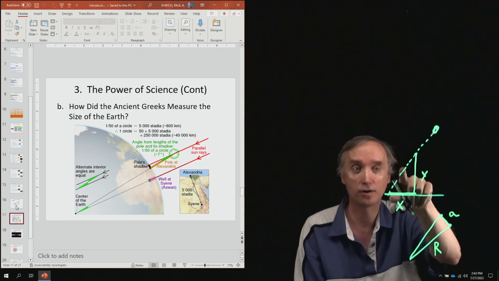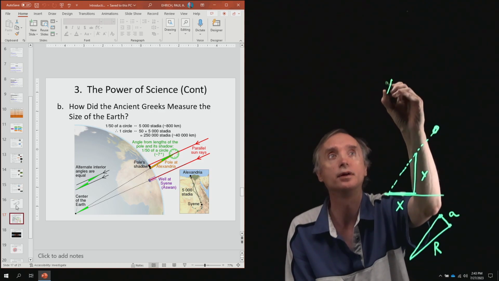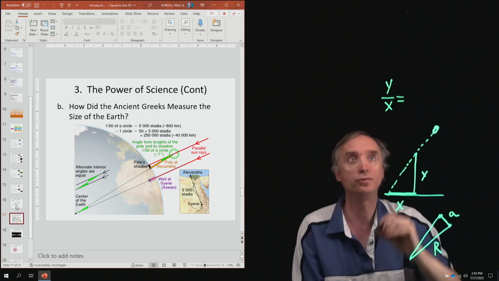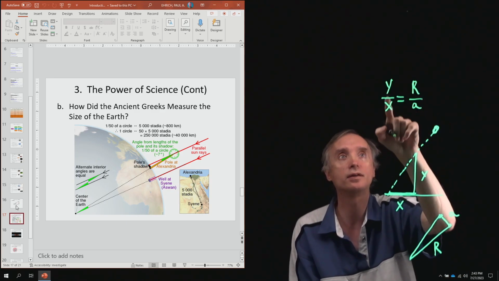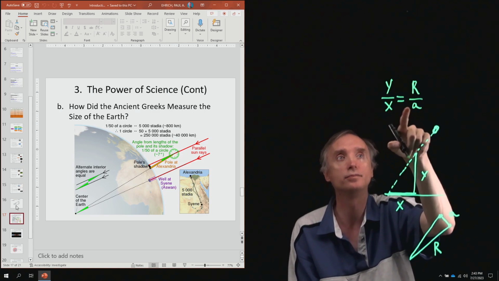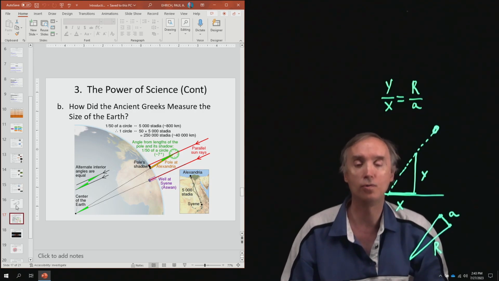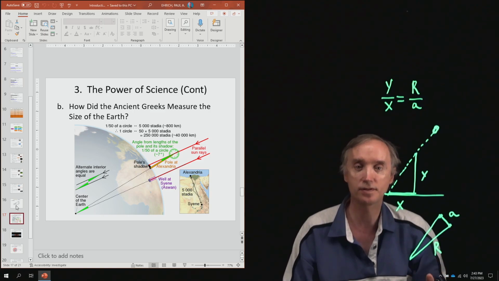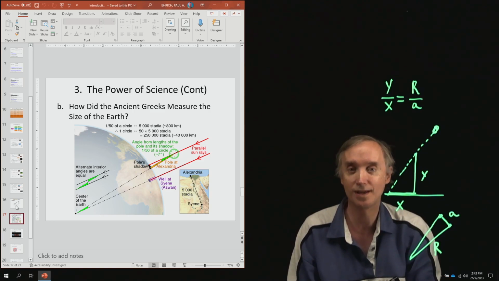So now we've got our two triangles, and we can say that Y is to X is going to be equal to R is to A. They can measure this, measure that, and then solve it for the letter R, and now they know what the radius of the Earth is. When they did this, they got a number that was actually within about 1% of the correct number, which is pretty good.